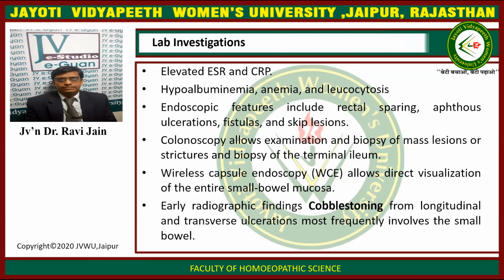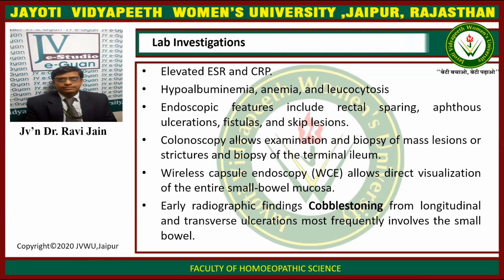Now, what are the different lab investigations that could be done? We will find elevated ESR and CRP. There can be hypoalbuminemia, anemia, and leukocytosis. Endoscopic features include rectal sparing, rectal ulcerations, fistulas, and skip lesions. Colonoscopy allows examination and biopsy of mass lesions or strictures and biopsy of the terminal ileum. Wireless capsule endoscopy can be done, which allows direct visualization of the entire small bowel.